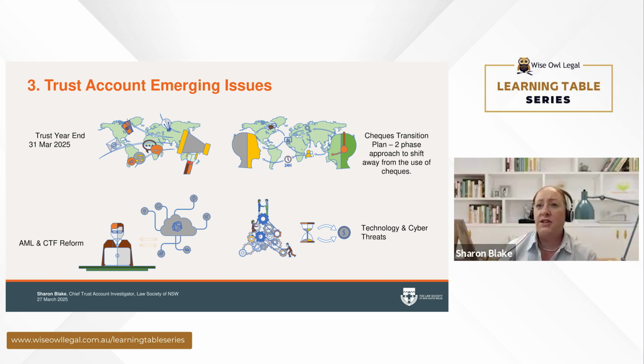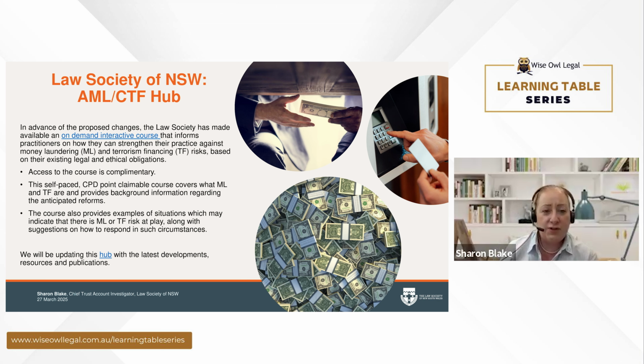And just go a little bit more into the AML Hub. So the Law Society here in New South Wales provides a lot of resource for practitioners, which is well worth checking out. Now, I've included a link here to a free course, which is an on-demand interactive course. And I really recommend you doing that. It's a really good refresher and introduction to what the requirements are and what's actually happening. It's self-paced, but it provides you with scenarios and suggestions on how to address the risks.